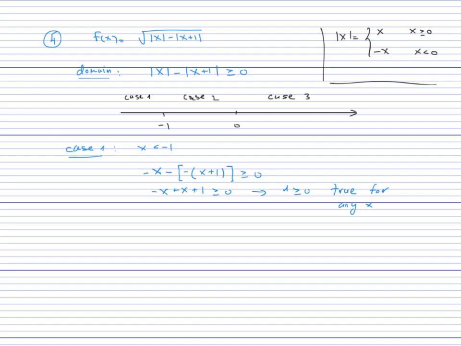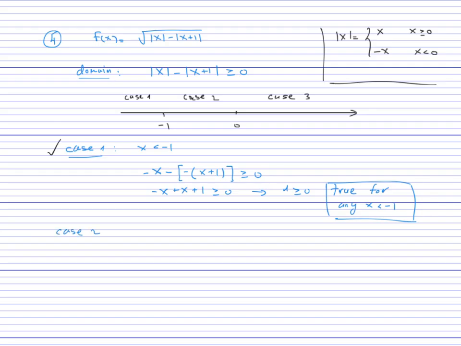Now here you need to be careful, because we assumed that x is less than minus 1. And if we get that in the end 1 is bigger than or equal to 0, that means that for any x that you choose, you'll get that 1 is bigger than or equal to 0. Now, because we are restricted by the condition here that x is less than minus 1, we need to say that it's true for any x that is less than minus 1. So that means that if you take any number that is less than minus 1 and plug it here, you can try it, you'll see that you'll always get that it's bigger than or equal to 0. So that solves case number 1. Let's talk about case number 2.